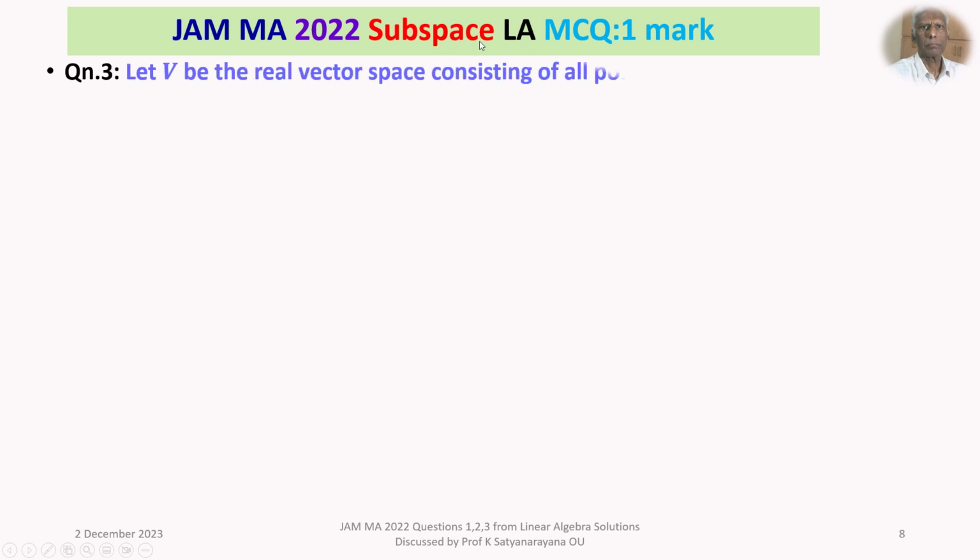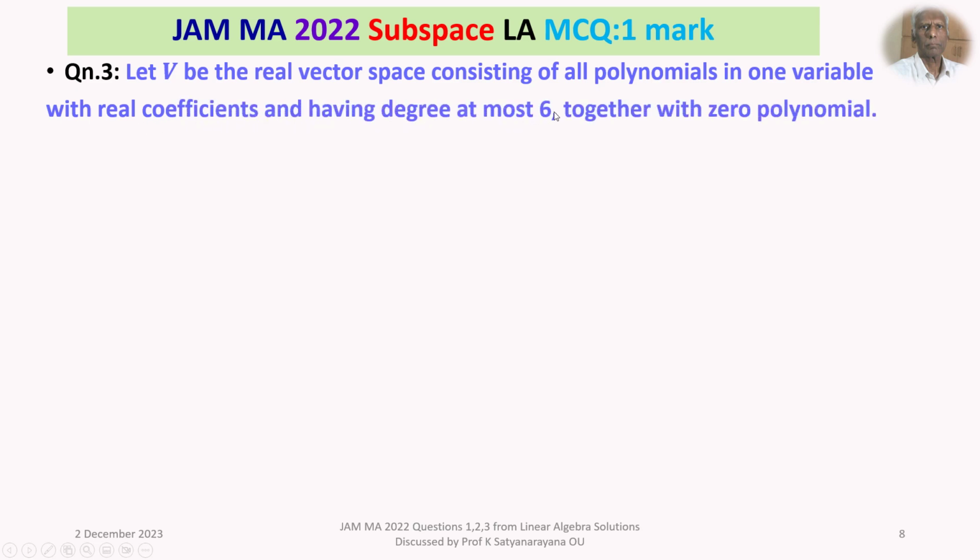And this question is based on the concept of subspace. And it is again a multiple choice question for 1 mark. Let V be the real vector space consisting of all polynomials of one variable with real coefficients and having degree at most 6 together with 0 polynomial. That means you are considering the vector space of all polynomials of degree at most 6 with real coefficients. Such a vector space, the dimension will be 6.